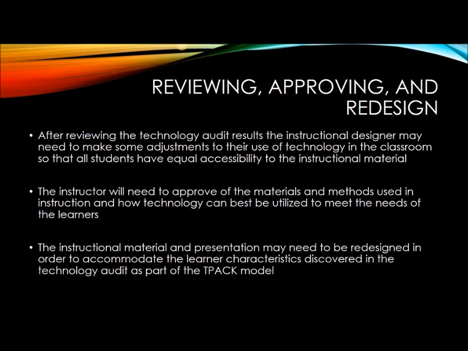After reviewing the audit results, I realized that I needed to make some adjustments to the way technology was used in my classroom. I wanted to present my material in a way that would be accessible to all learners, not just the 76% that had internet access from home. I had to approve of the changes that I needed to make and assess if I thought the changed approach would work at all. I needed to find out how technology could best be utilized to meet the needs of my learners. The way that I presented instructional material had to be redesigned to accommodate the learner characteristics that were discovered in the technology audit. I implemented this while following the TPACK model.